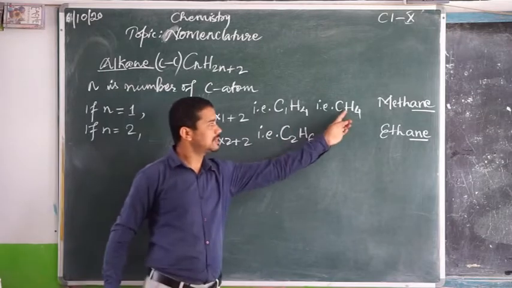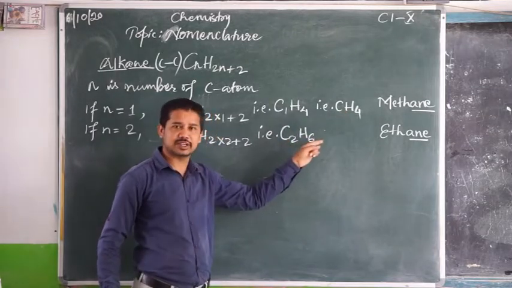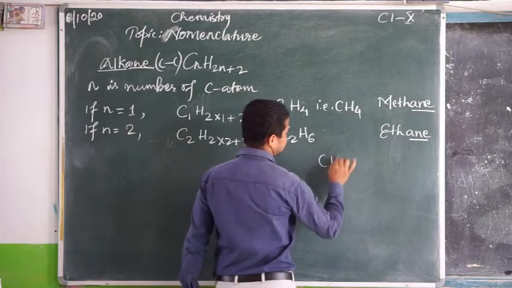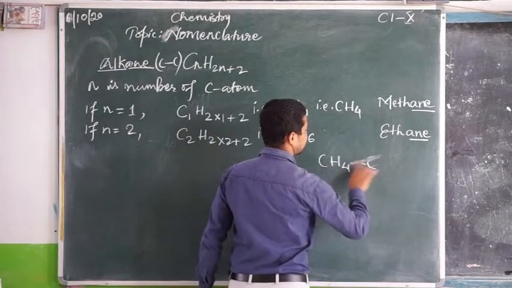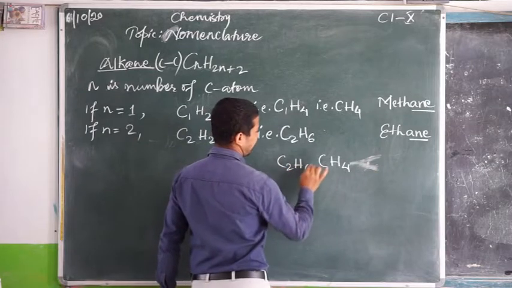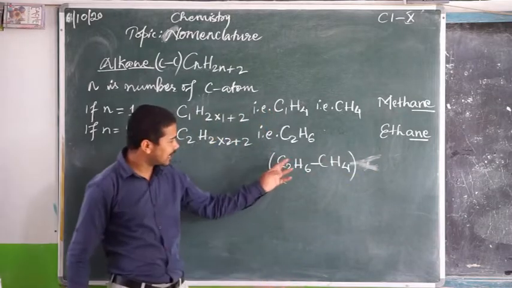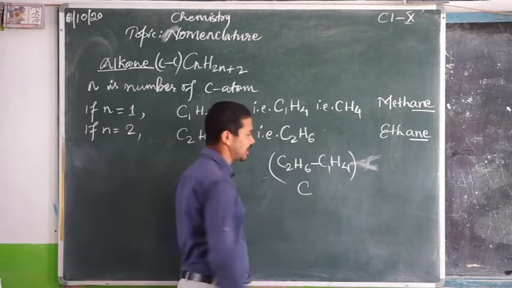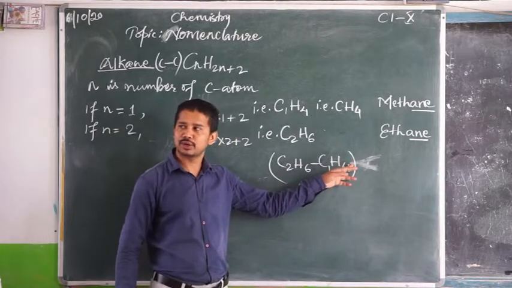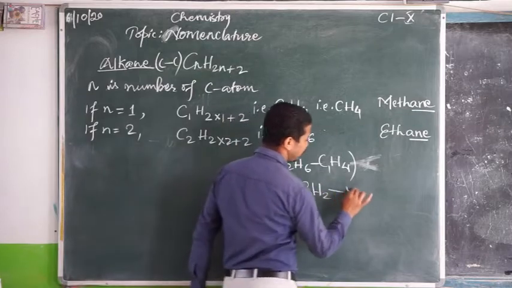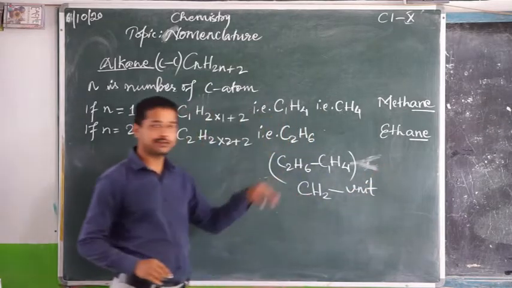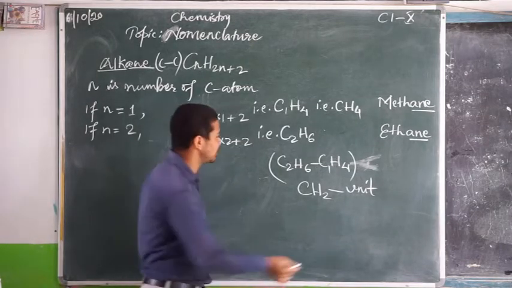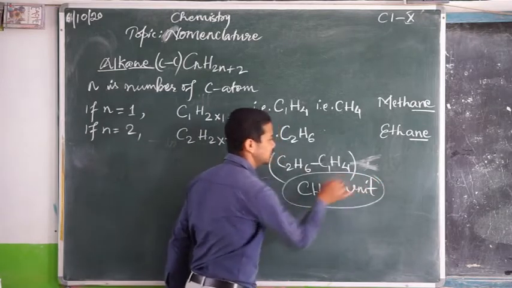For example, methane is CH4, ethane is C2H6. Now what is the difference? See here, CH4, C2H6. Carbon here is 2 and carbon here is 1, so if you subtract, you have 1 carbon. Hydrogen is 6 and hydrogen is 4, so the difference is 2. Then you get CH2. That means in a homologous series, successive organic compounds differ in their molecular formula by a CH2 unit.